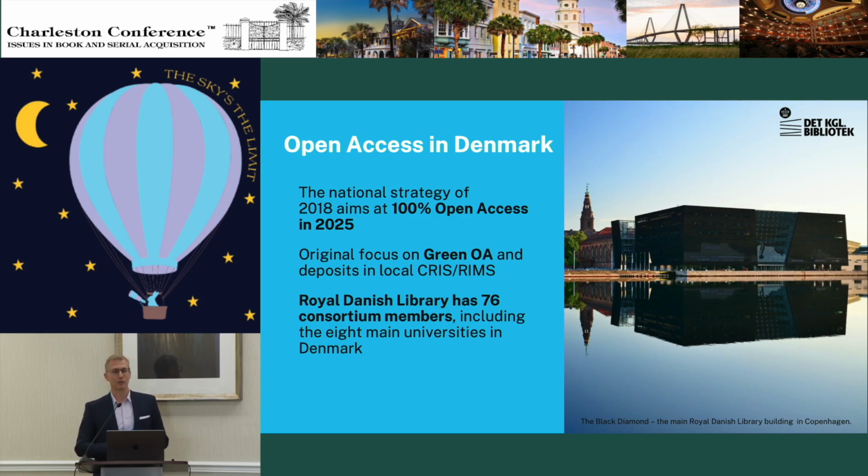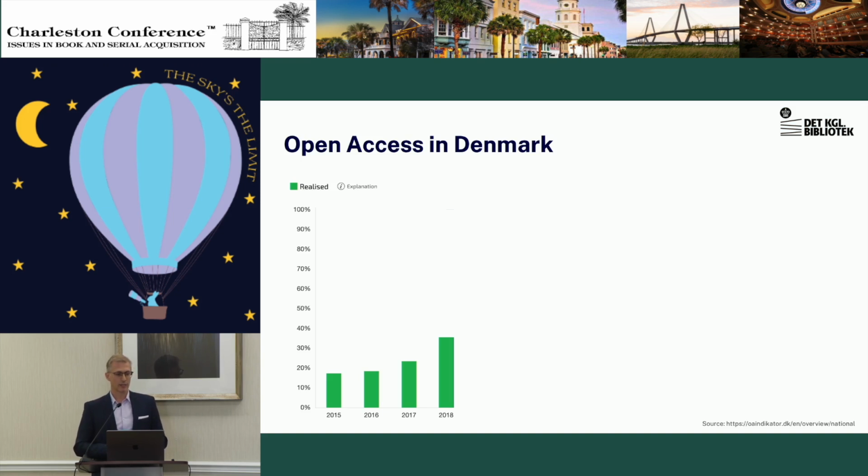And just for context, the Royal Danish Library has 76 consortium members. That includes a lot of smaller institutions, along with the 8 larger research universities. And so in 2018, when this strategy was established, it was about 35% of all outputs that were open access in one way or the other.